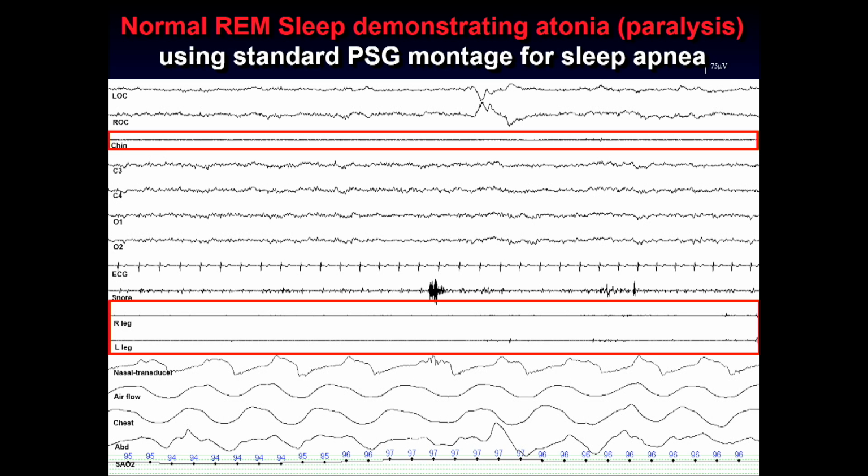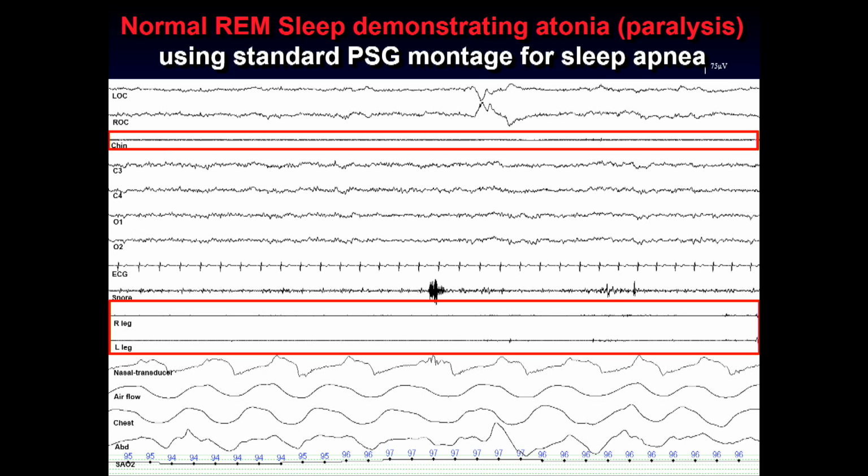Now, the problem is, this is a standard montage for sleep apnea. This is how we do a sleep apnea test. But this patient actually has RBD. So you can't do any sleep study. You've got to do a sleep study that's looking specifically for RBD, which means you have to include the muscles in the arms, which are not done at any sleep lab unless you're looking for RBD.